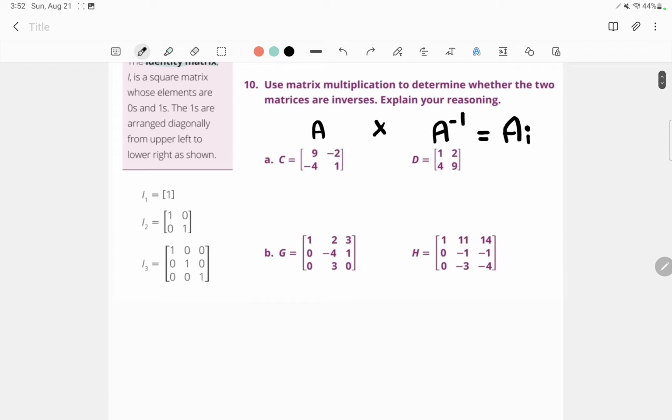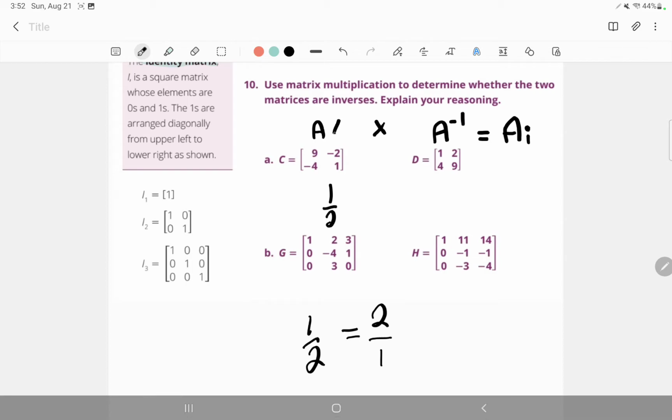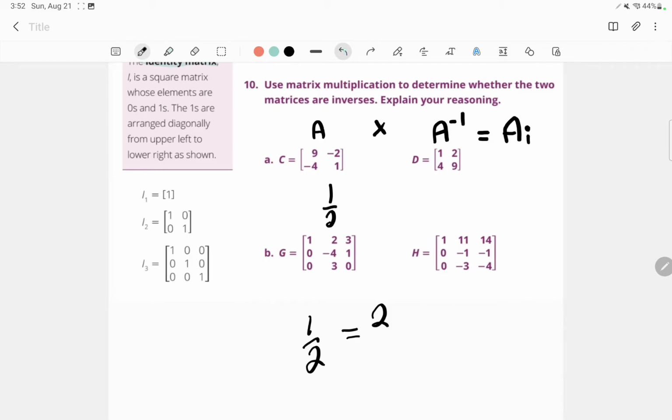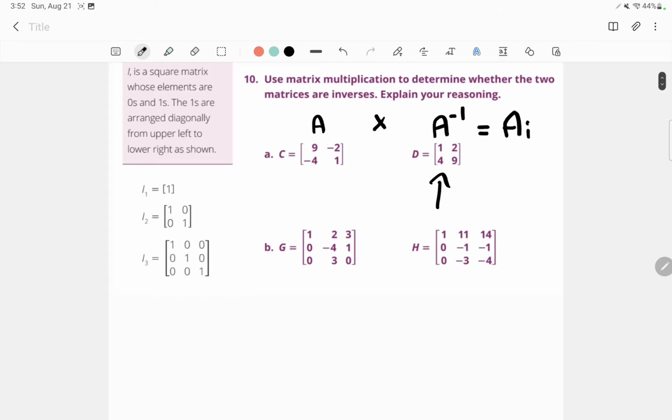And you might be asking yourself, what is an inverse? Inverse just means it is flipped. So if I have 1/2 and I do the inverse of it, I'm going to have 2/1. That's it. So they're saying that this guy, A, or in other words, this guy right here, is the flipped version of that. That's all they're trying to say.